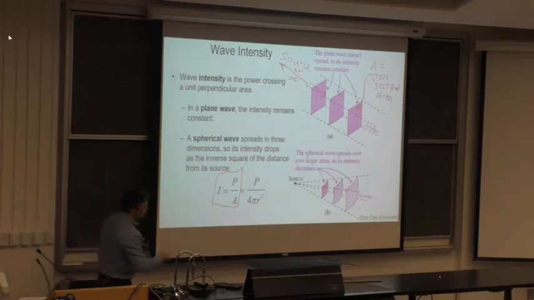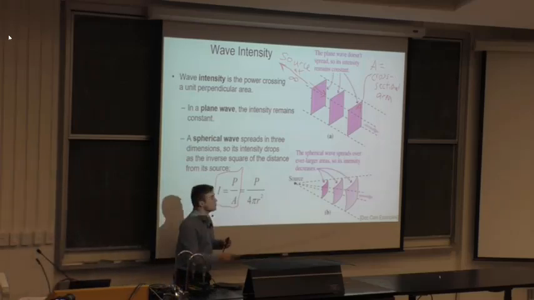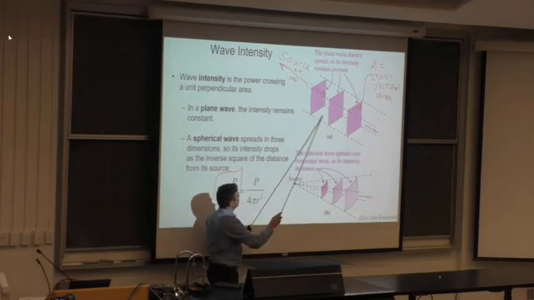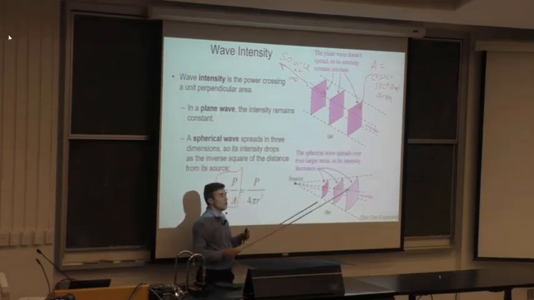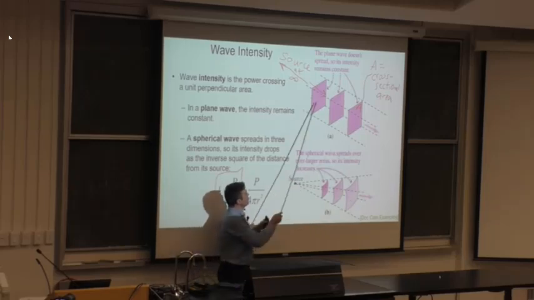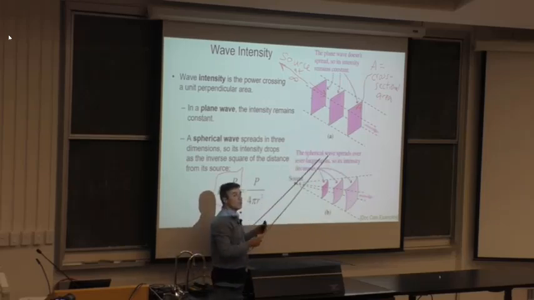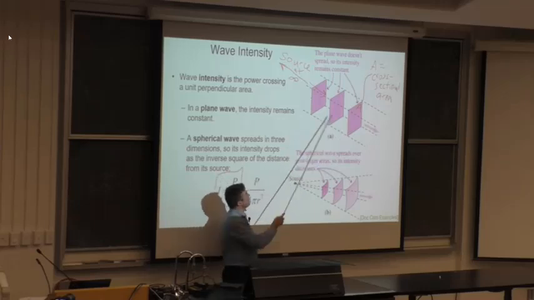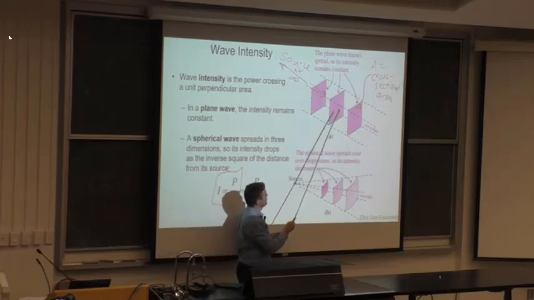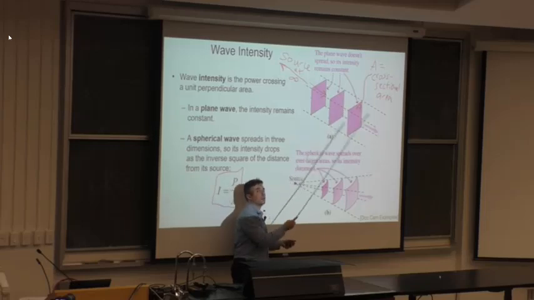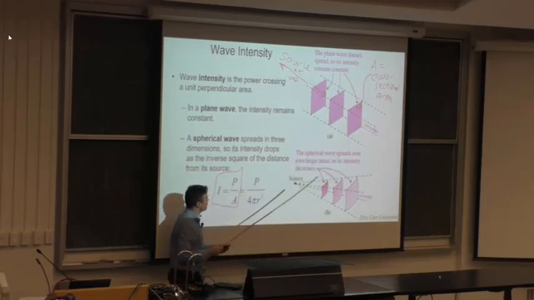Here the waves are traveling kind of down to the right. The cross-sectional area is these windows. The way you get more power through your window is you either crank up the power in the wave, or you could get a bigger window. In each case, you'd have more power going through. But the intensity is given by the power per your window size.